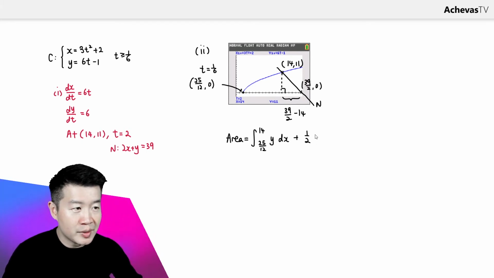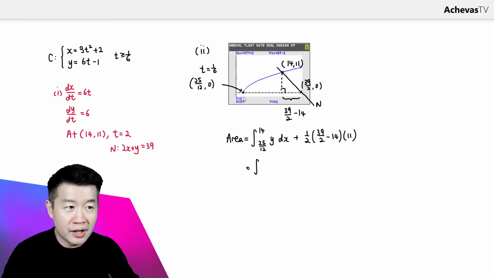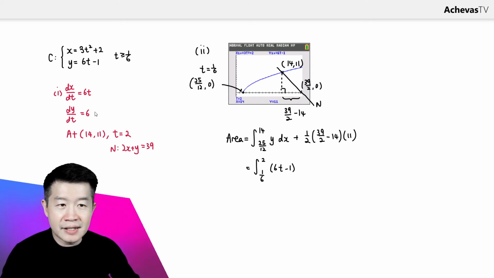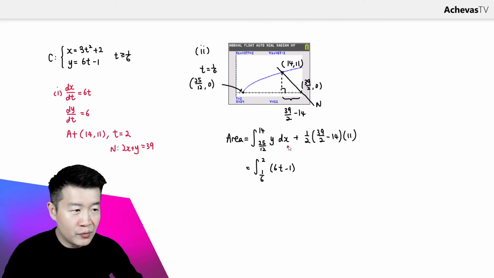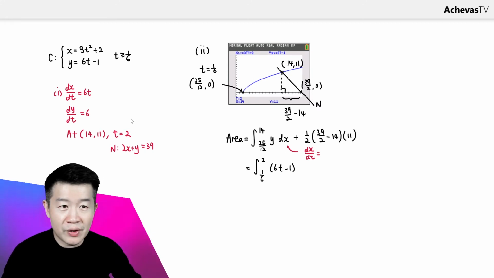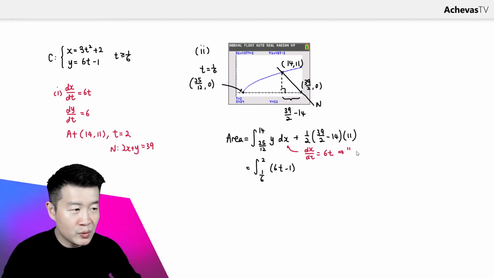As what we have just discussed, it is going to be half times base, which is 39 over 2 minus 14, times height, which is 11. So now let's do a bit of substitution. This is x coordinate when t is equal to 1 over 6. So I'm going to replace this by t, which is 1 over 6. 14, this is when t is equal to 2. So 2. y is this expression here, so we have 6t minus 1. And for this dx here, because dx/dt we have found to be equal to 6t, we are going to replace dx by 6t dt.